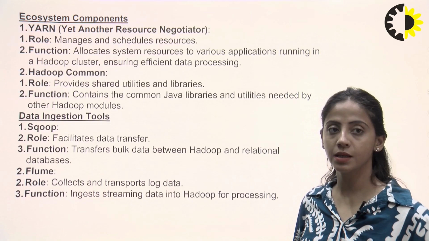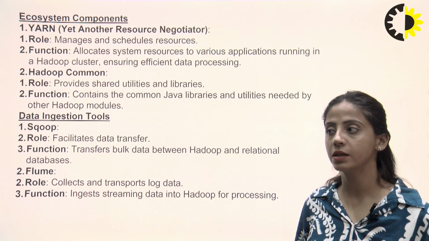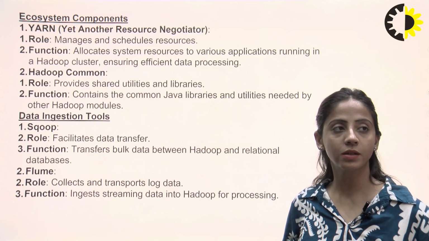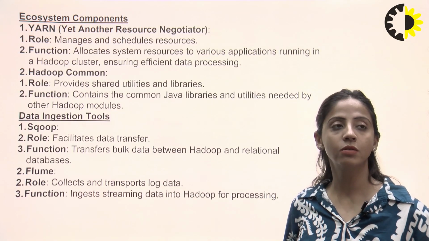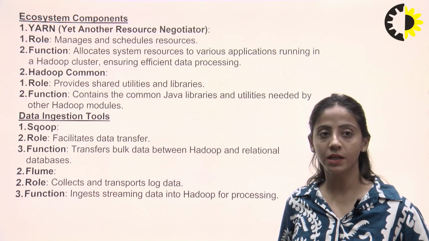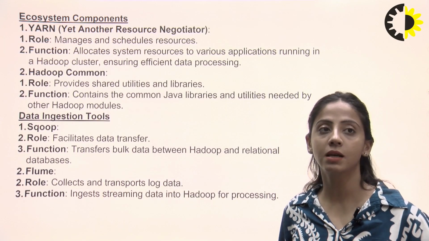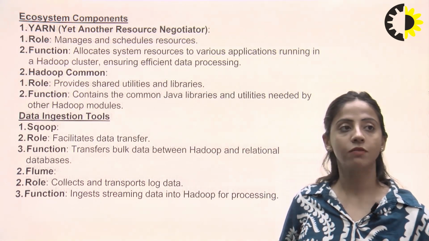The first one is YARN. I have already told you in the previous lectures what a YARN is. It is Yet Another Resource Negotiator. And what role does it play? It manages and schedules resources. The function of YARN is to allocate system resources to various applications running in a Hadoop cluster, ensuring efficient data processing.